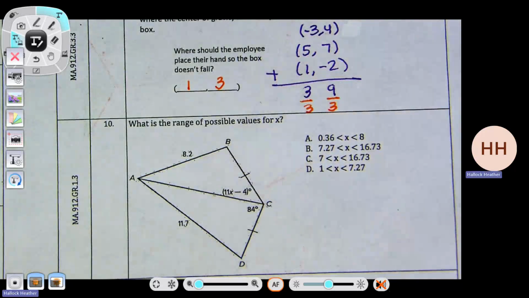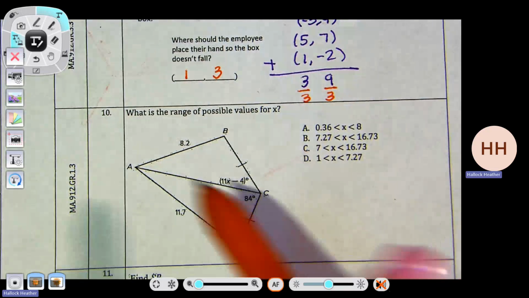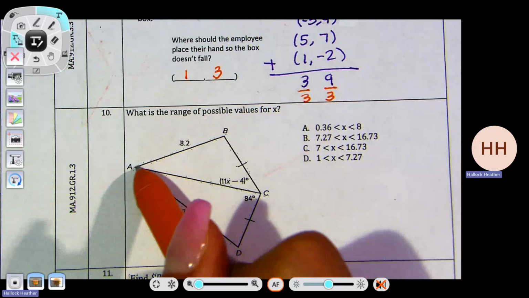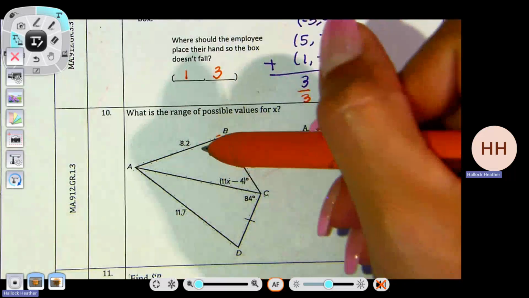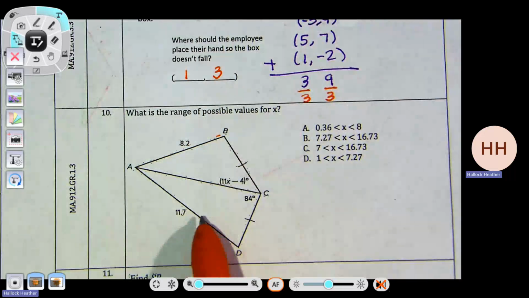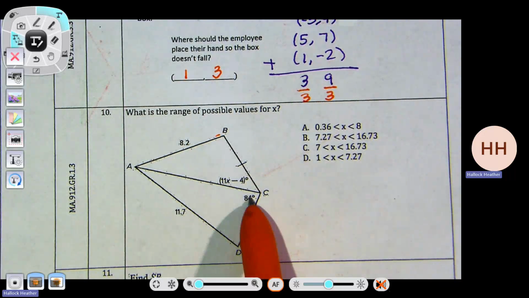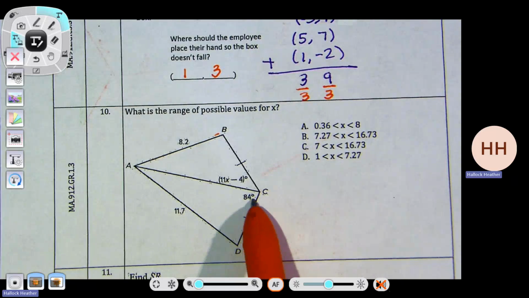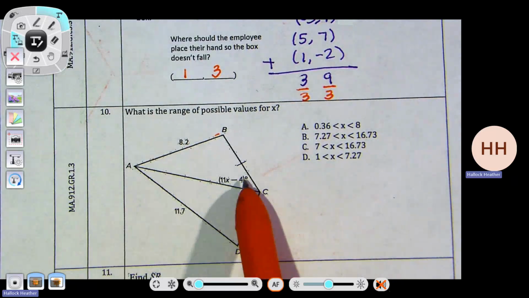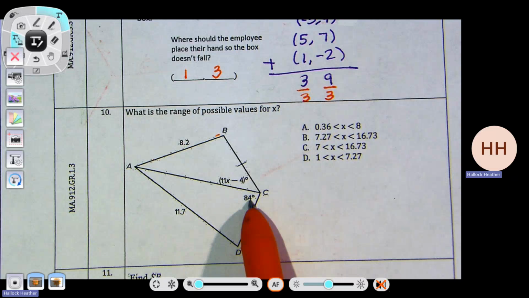Number 10 wants to know the range of possible values for x. So this is kind of like 7 and 8. If you look at your angles that are given, or your sides, your side is 8.2, which is across from 11x minus 4. This one's 11.7, which is across from 84. This was the bigger side, so automatically 84 is the bigger angle. 8.2 is smaller, so whatever we get for here has to be smaller than 84 degrees.